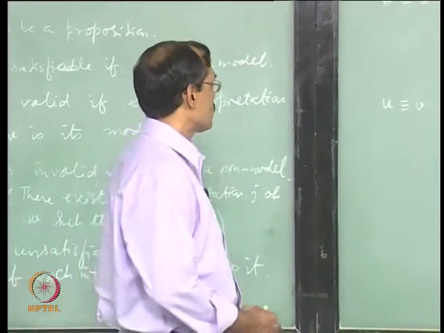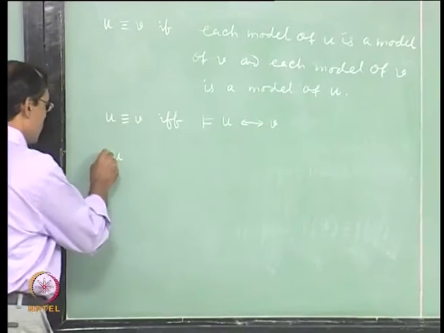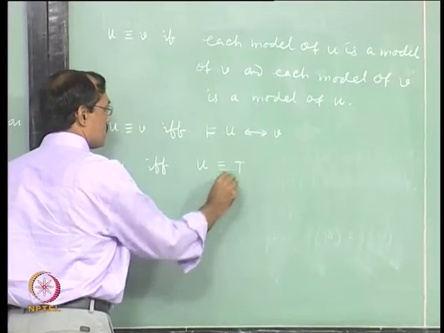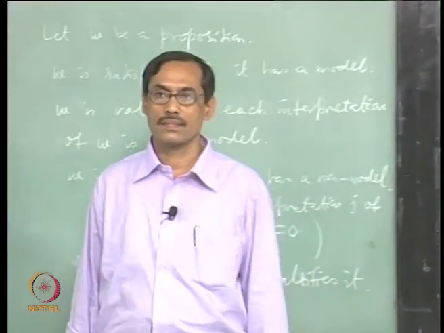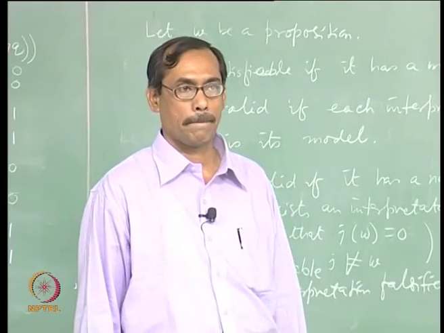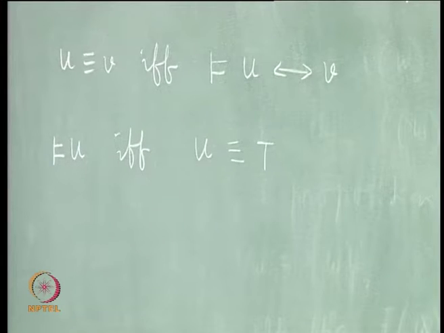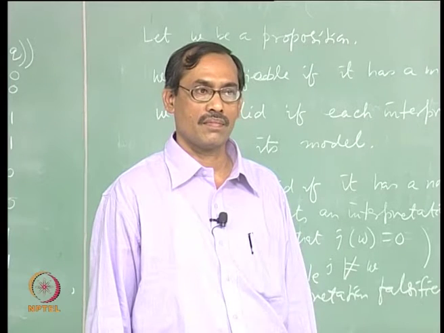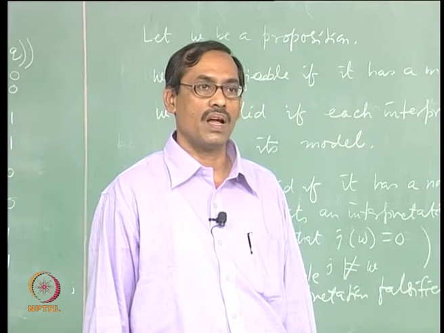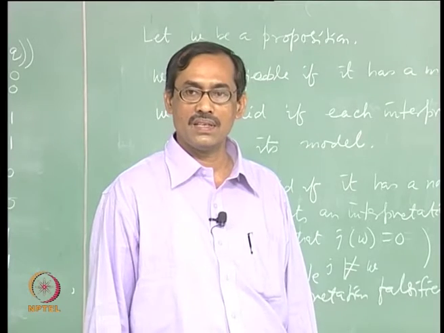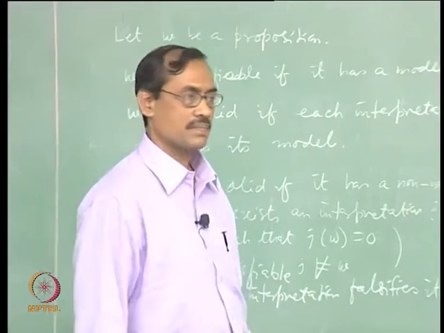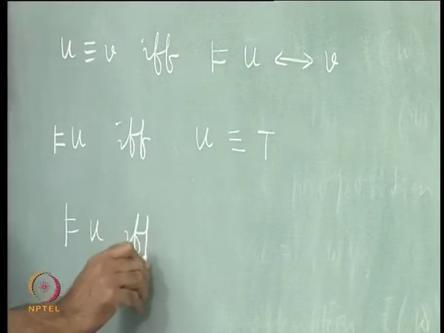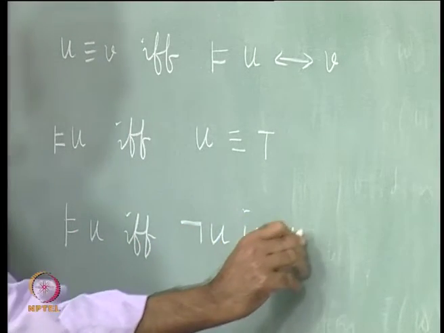Is that clear? Now, similarly you can see that u is valid if and only if u is equivalent to top. Can you see that? Once you say u is valid, you consider any interpretation, it is a model of u, right. So, any interpretation is a model of which formula? Of top, and conversely, fine. Now, you can say u is valid if and only if not u is unsatisfiable.